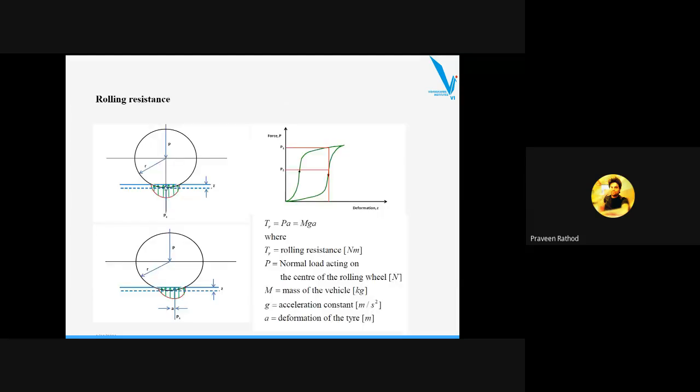So coming to the rolling resistance. Rolling resistance is one of the most important parameters when we consider vehicle performance. It is not a frictional resistance. Whenever we consider a tire, the tire is made up of rubber, or any other material. Rubber is the material of the tire.